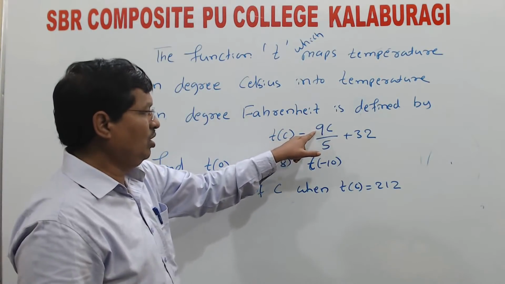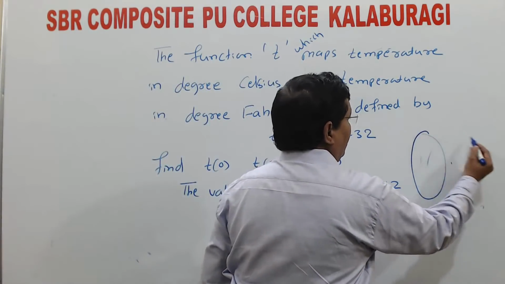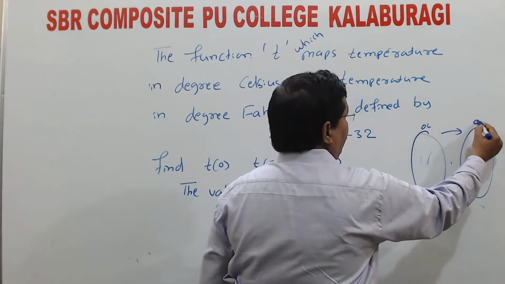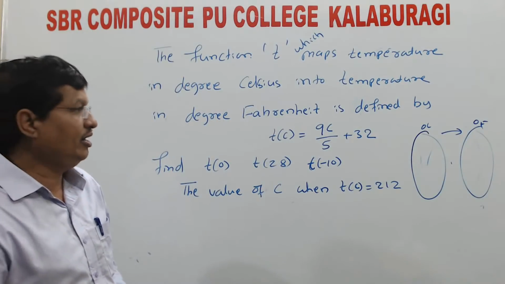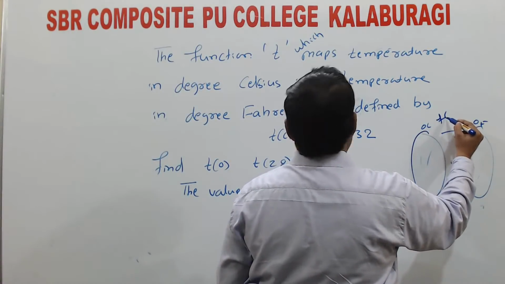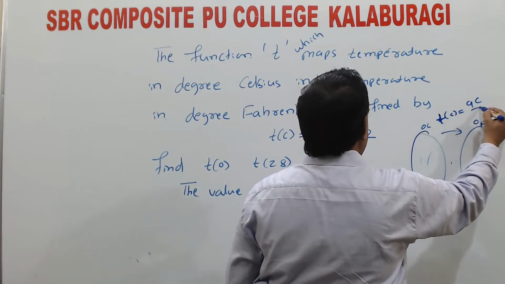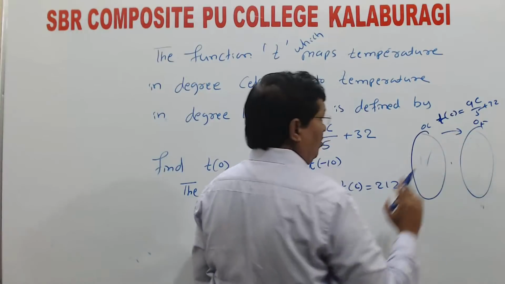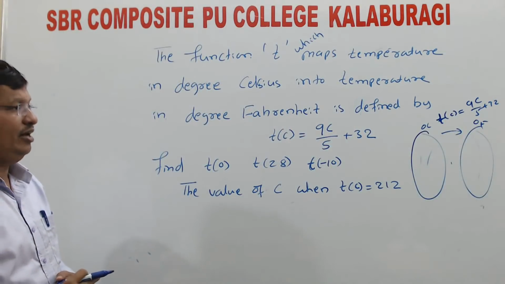t of c equal to 9c by 5 plus 32. What is the meaning of c here? It is the domain. It is the codomain. It is degree Celsius, it is degree Fahrenheit. The relation between degree Celsius and degree Fahrenheit is defined as t of c equal to 9c by 5 plus 32. This is the relation between degree Celsius and degree Fahrenheit.